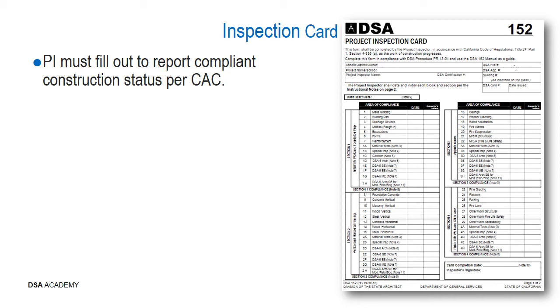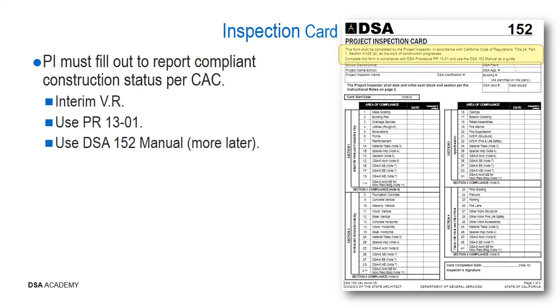Continuing on now and looking in more detail at the 152 form, the DSA inspection card, the project inspector must fill that out to report compliant construction status based upon the requirements that are included in the California Administrative Code. It essentially serves as an interim verified report for the project inspector. You would want to make use of PR 1301, as previously mentioned, as well as the 152 manual, which will go into further detail later on.